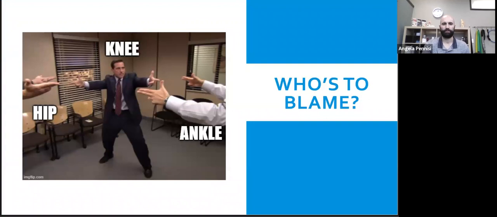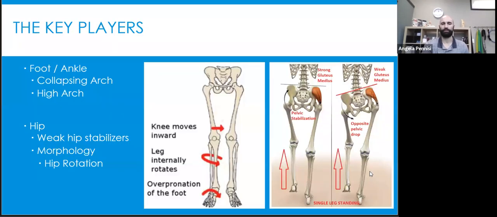Let's see. As we talk about the knee being the victim joint, then we get to that second level question of who's to blame. Do we blame the knee for what's going on and what you might be feeling at your knee? Do we blame the hip or do we blame the ankle? It's a good question and takes some problem solving to figure out, and everyone's going to be slightly different. But we'll talk about what we're considering when we look at the hip and ankle.